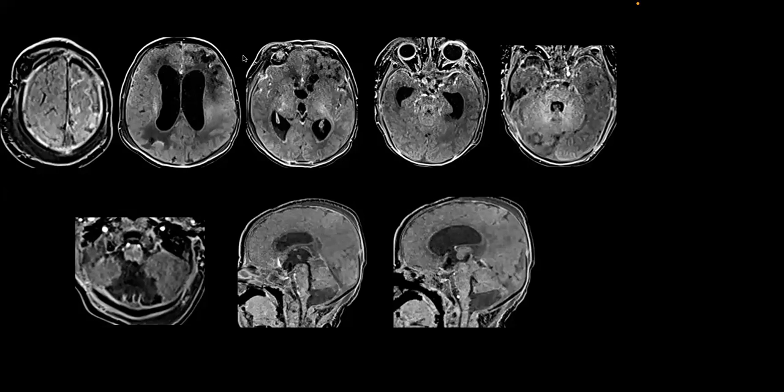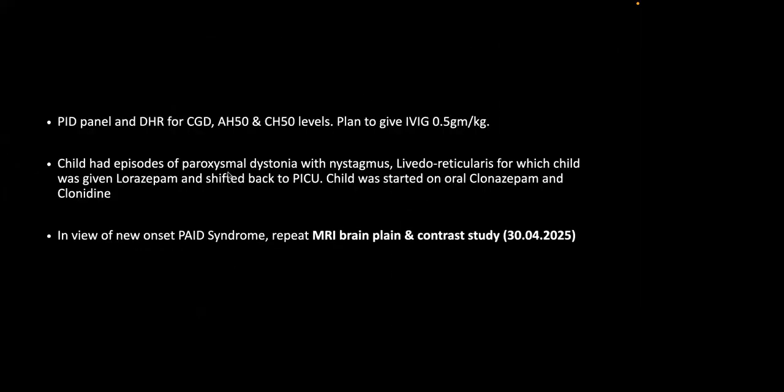Such a young child with such a severe infection, I think you've rightly worked up for immunodeficiencies, right? Yeah. So we have asked for the CGD workup and also complement deficiency, and that is negative.